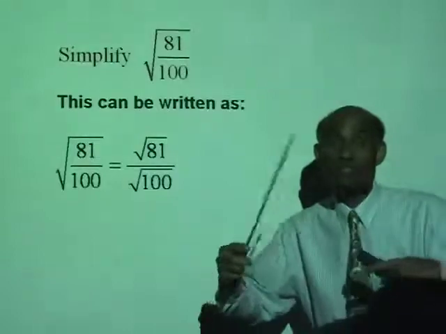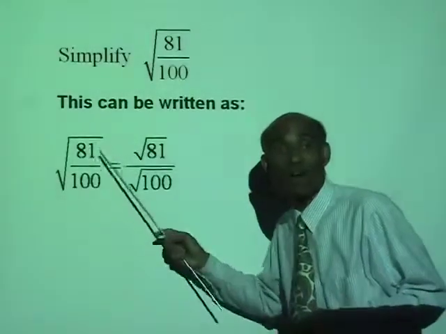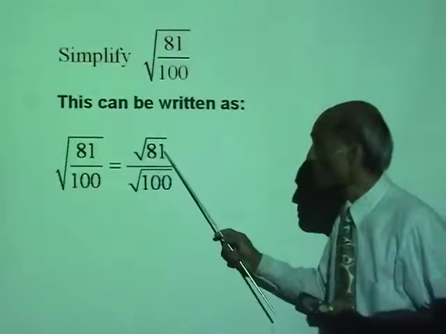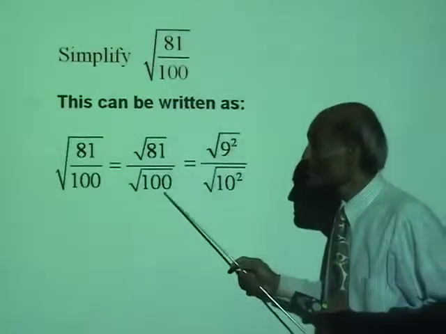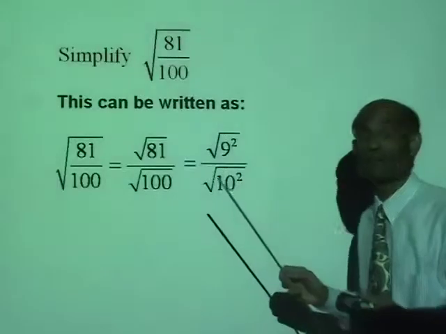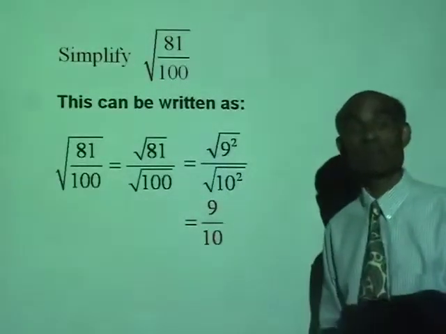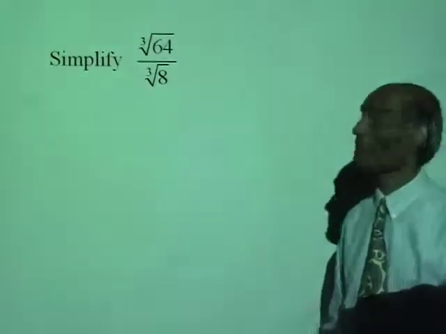Why did we choose this way? Because we know 81 is a perfect square, 100 also is a perfect square. So square root 81 is square root of 9 squared. Square root of 100 is square root of 10 squared. Well, that will be 9 over 10. Very simple. Let's look at another one.